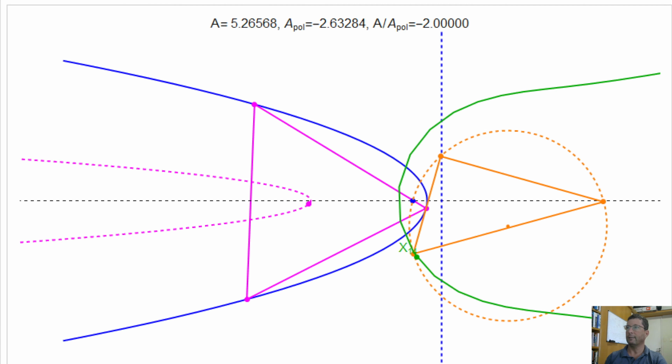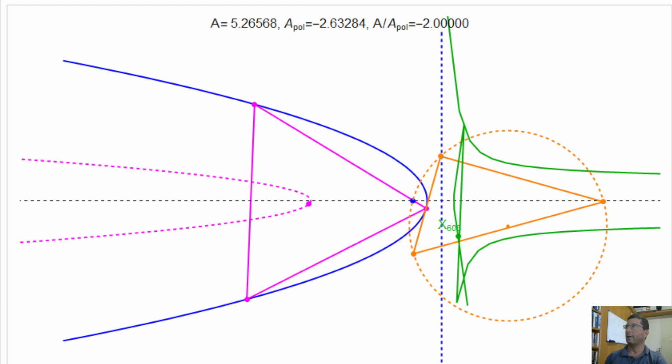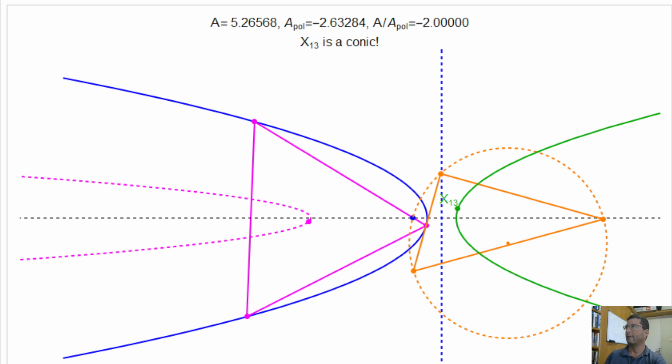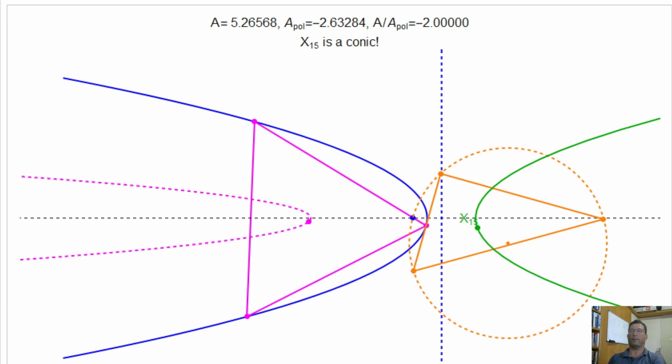Go to X14, you don't get anything special. Let's go to X15. X15 is also a conic, also looks like a parabola, but it's not exactly reflected about the directrix. It looks like it has the same kind of scaling as the X13 parabola, but it's reflected about a different point, a different line.